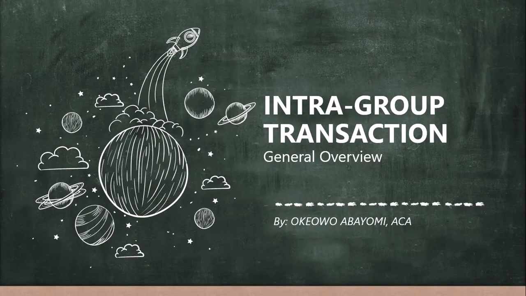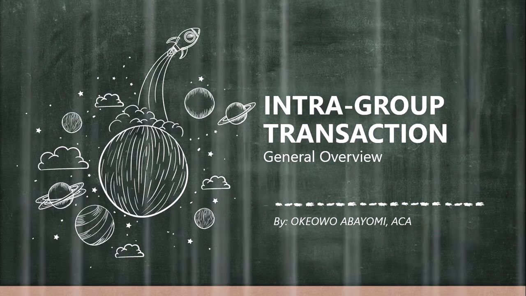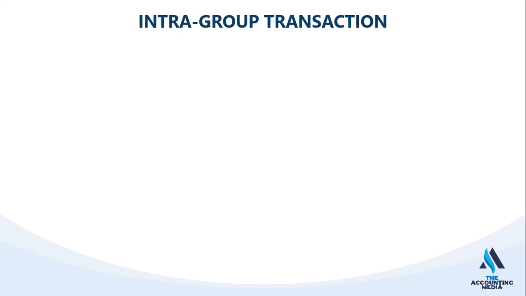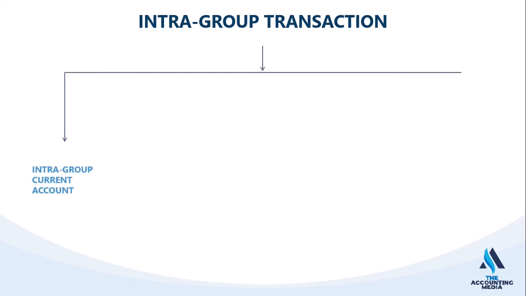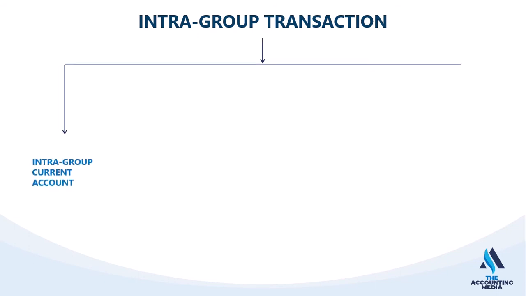So today we'll be looking at the concept of intergroup transaction. After we have acquired a subsidiary, there is a possibility that there will be some transactions which occur between the parent company and the subsidiary company, and we'll be looking at such transactions. When we have a subsidiary and the parent company, intergroup transactions can occur in so many ways, and it can lead to the following.